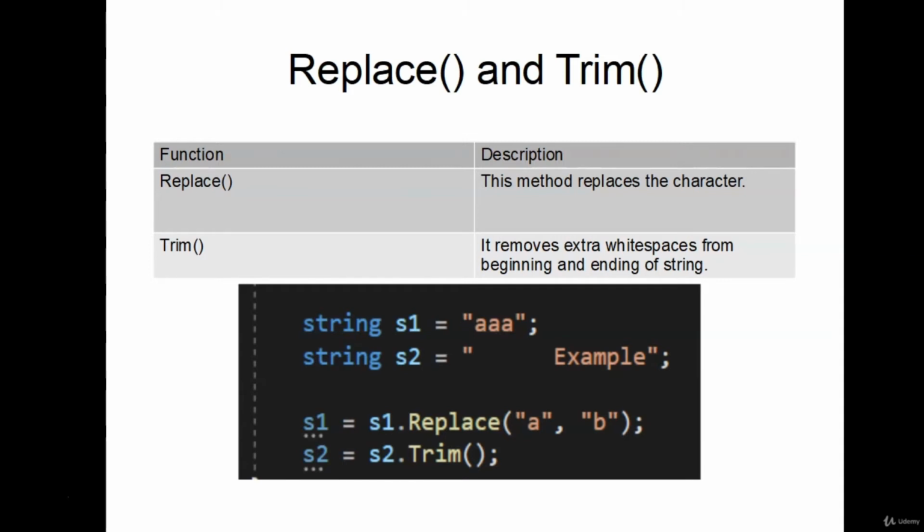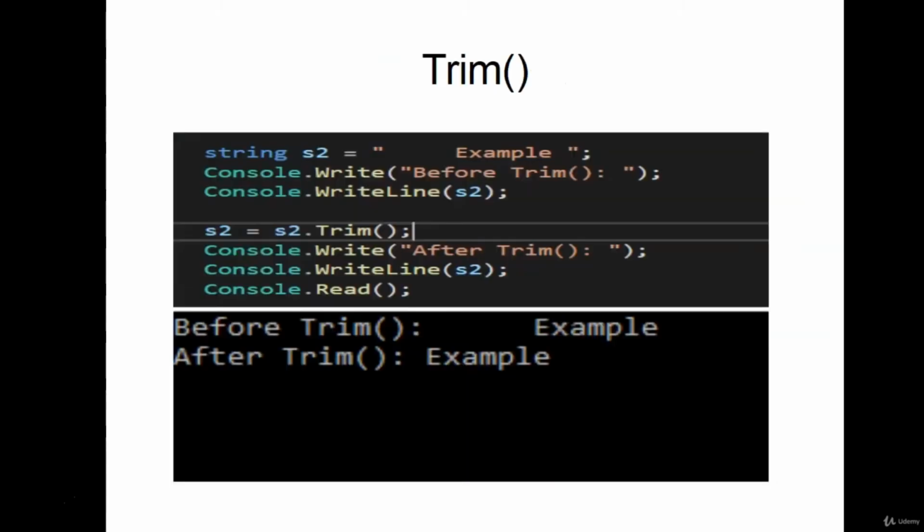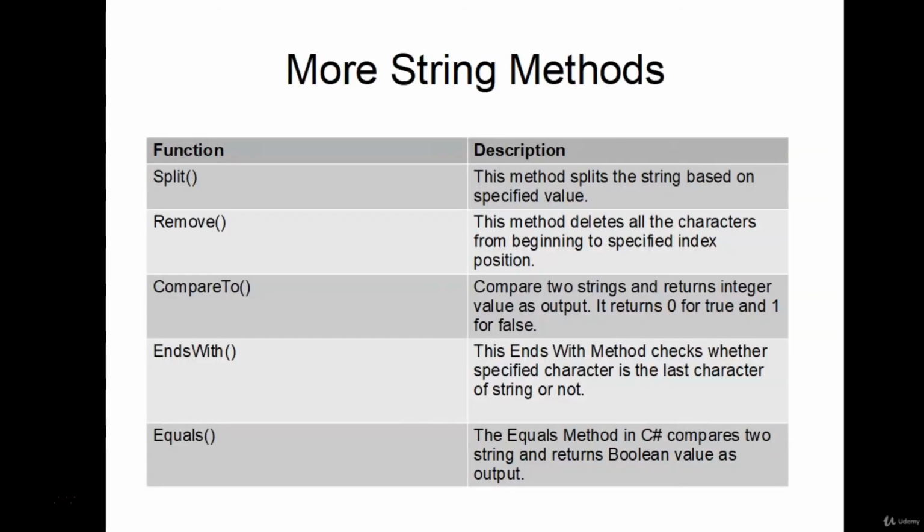The second method, Trim, removes all the white space from the beginning and end of a string. So if you look at S2, we have a string with white space in front. So we call S2 and then we call the Trim method. Let's see what happens. As you see from the example, when we call Trim, it deletes all the white space from the beginning of the string. Let's go over a few more.